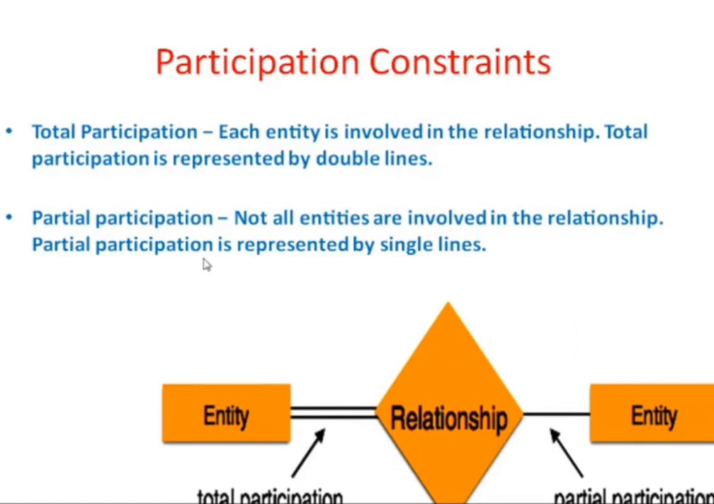What is partial participation? Not all entities are involved in the relationship. Only a few are involved in the relationship. For example, this online class. This will be called partial participation. I'm not able to see all the students participating here. So that will be referred to as partial participation. If I say everybody has to participate, it will be total participation. So this is regarding participation constraints. You need to understand this as well, right?